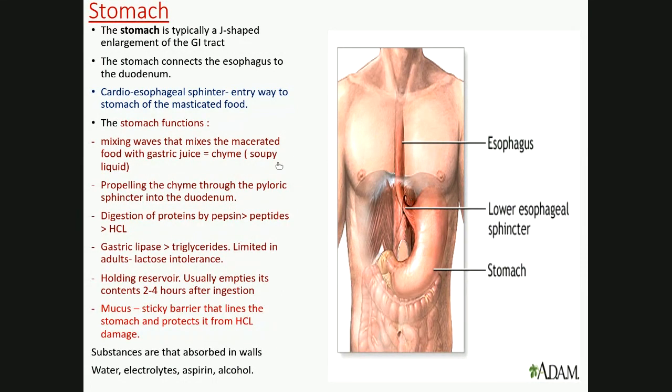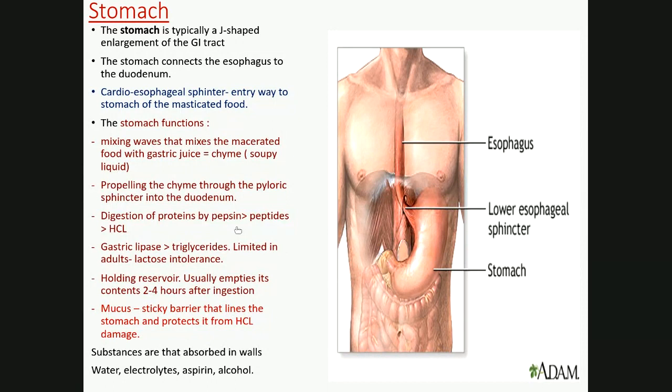Some of the functions of the stomach include acting as a reservoir for the process of mixing the bolus of food with the gastric juices. The purpose of that is to further break down the bolus of food so it can create a soupy liquid called chyme before it enters into the small intestine.